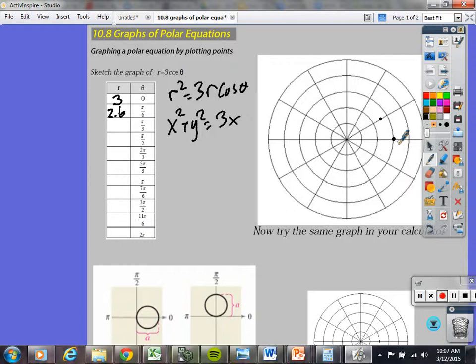Okay, so pi over 3, cosine of pi over 3 is a half. 3 times a half is 3/2, so 1.5. So roughly right there. It would be 3 times root 2 over 2. What's that? 2.12, so that's roughly right there. Kind of makes sense.